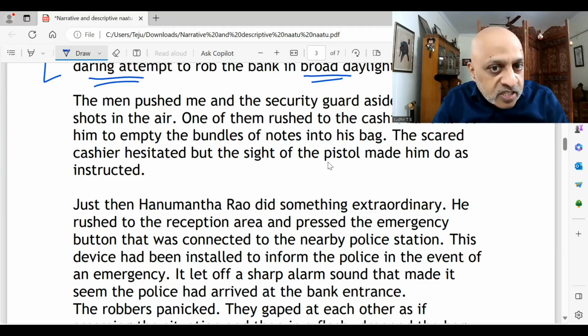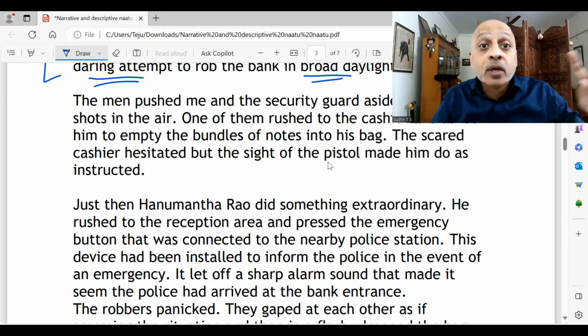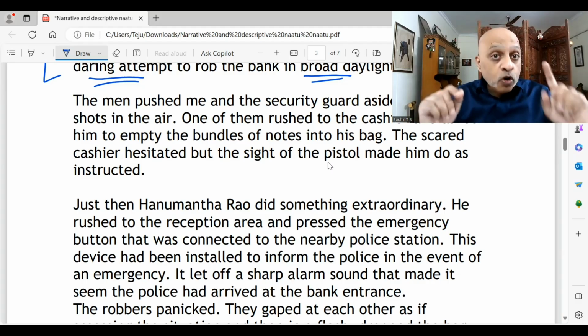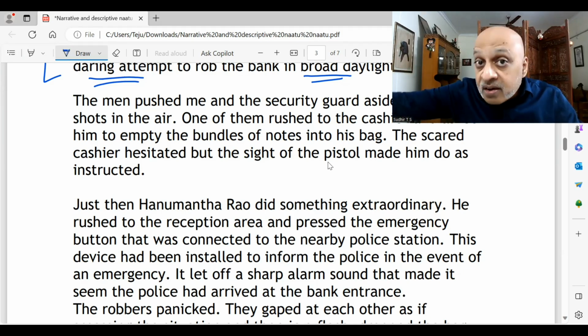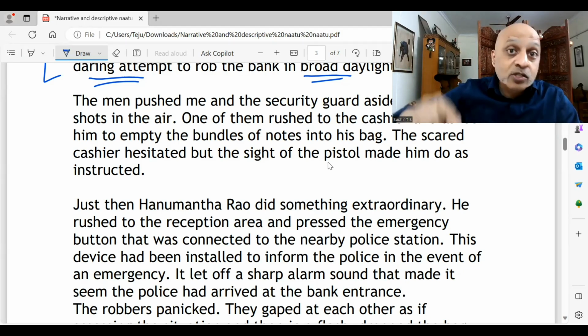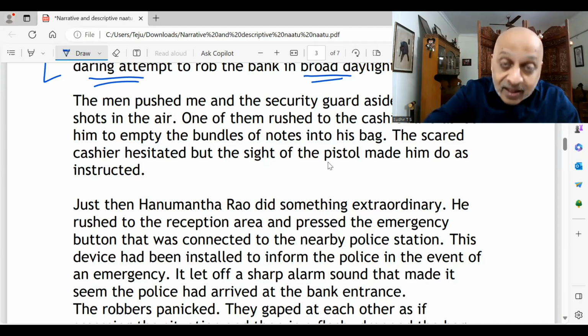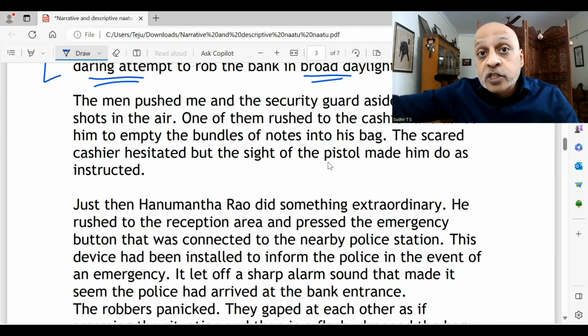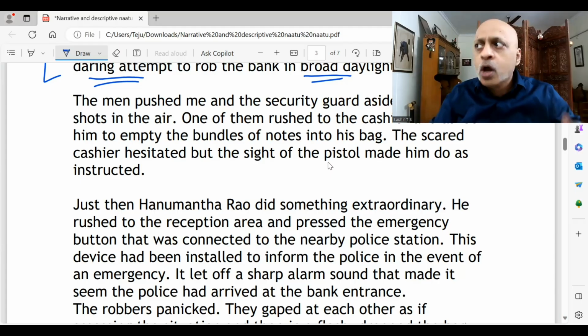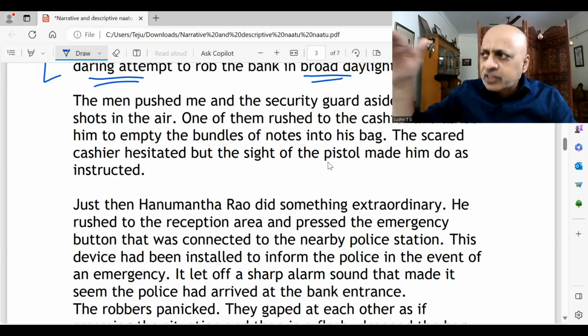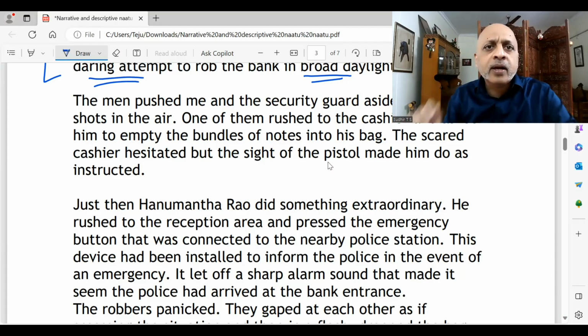Just then, Hanumanta Rao did something extraordinary. He rushed to the reception area and pressed the emergency button that was connected to the nearby police station. You would be knowing that in many banks, they do this. There is an emergency button that is linked to the nearest police station, so that in case of an emergency like a robbery like this one, the nearest police station can be alerted without anyone having to make a phone call. Obviously, police वालों को मालूम होगा जब बैंक robbery होगा कोई बैठ के phone नहीं कर रहा होगा.